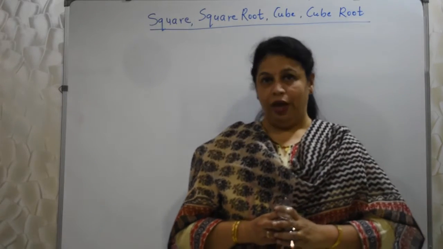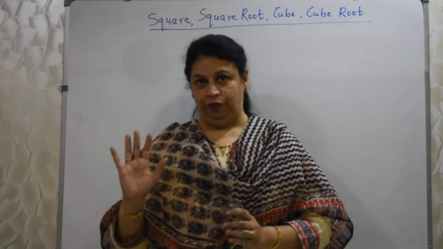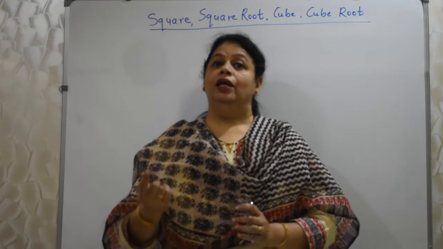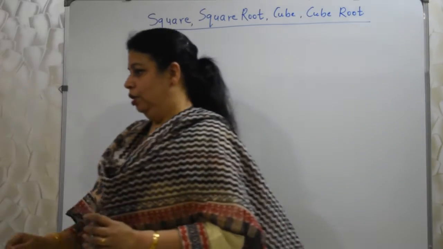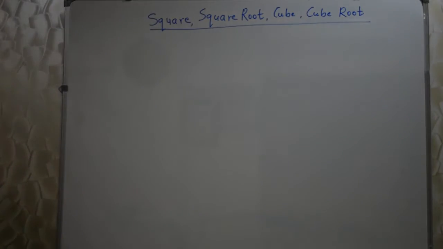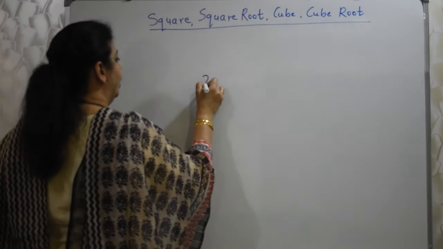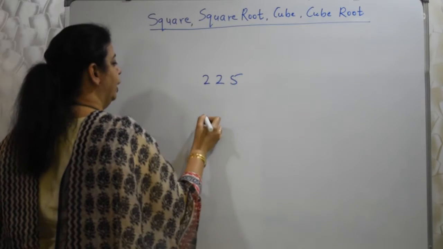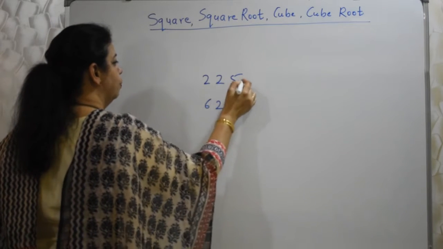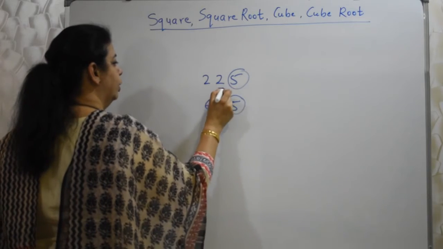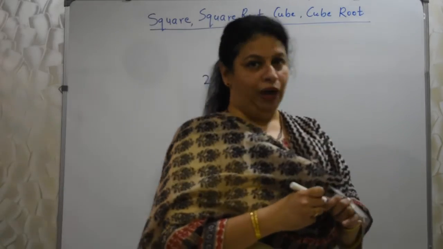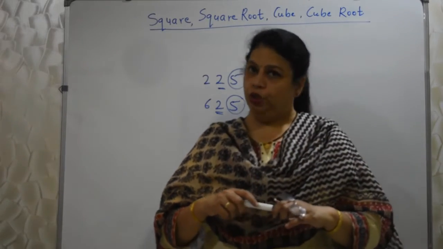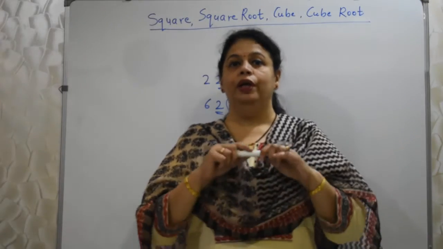Rule number 2. In case of a square number, if the units place is 5, then the tens place has to be 2. You all know the square of 15, right? Square of 15 is 225. Square of 25 is 625. You observe the units place is 5, so the tens place is always 2. In any square number ending with 5, the tens place has to be 2. This is an important rule.